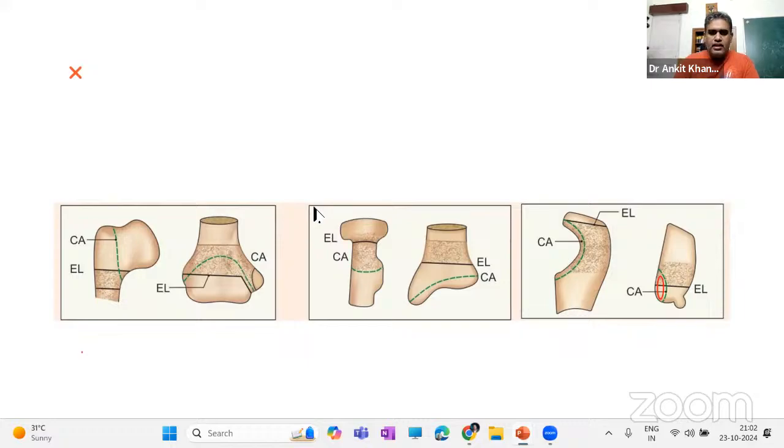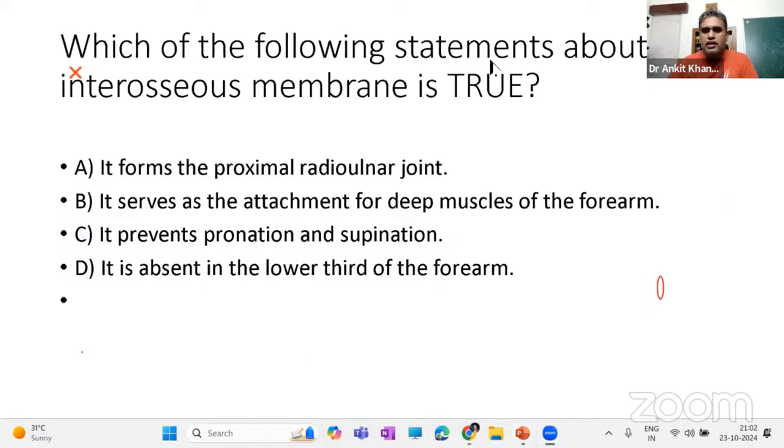Okay. Now let us see some MCQs also. As we are proceeding forward, let us see some MCQs as well. So here's the first MCQ: which of the following statements about the interosseous membrane is true?